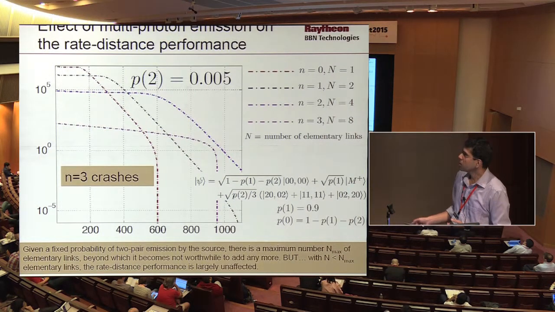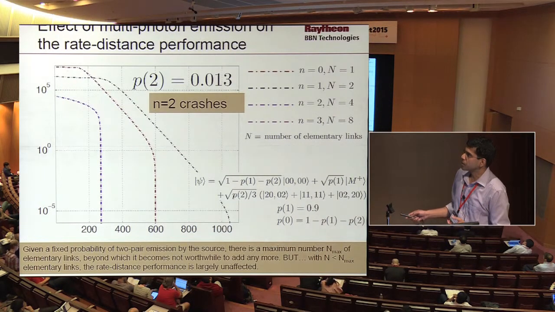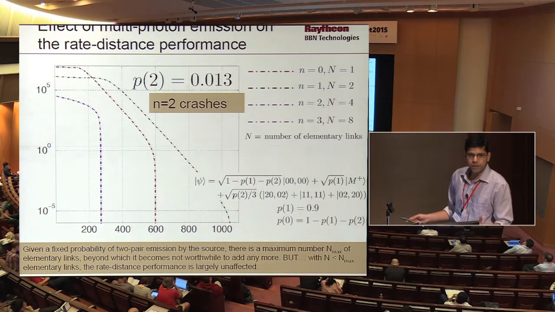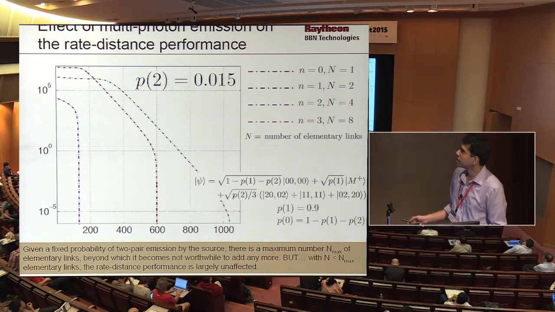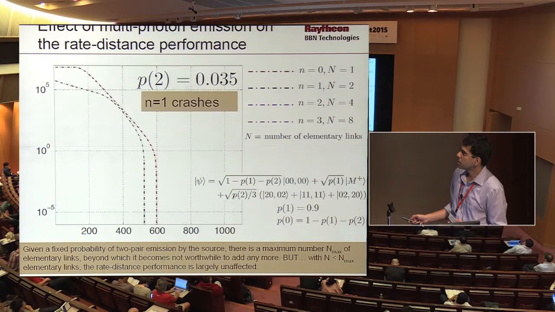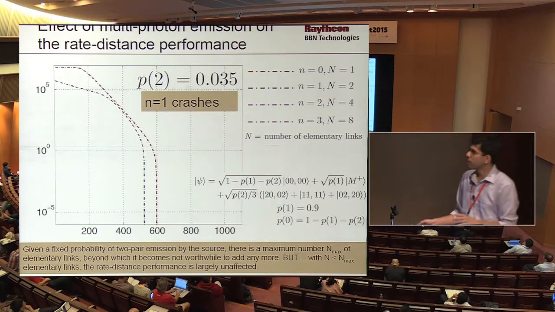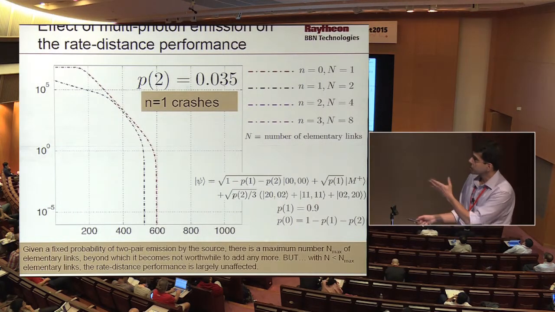If you increase P2 even more, at some point n equal to 2 crashes. So there's no point going up to 4 repeaters. You never get any improvement. And finally, if you keep increasing it even more, even n equal to 1 crashes. So finally, you're left with n equal to 0. That's 1 elementary link and no repeaters. So eventually, having no repeaters with this much P2 is what you'll have to do.